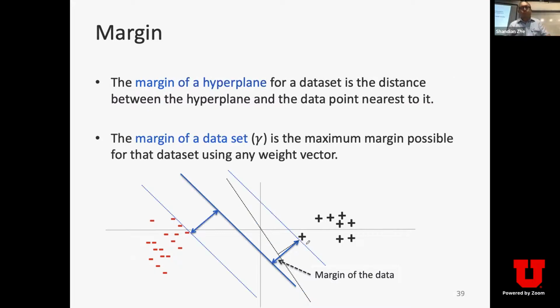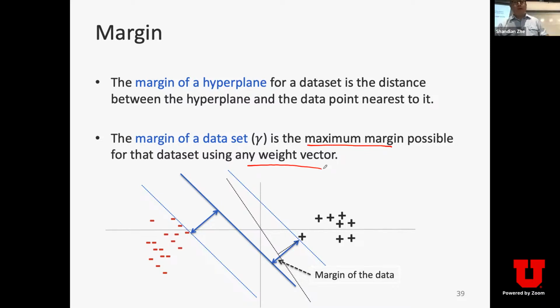And we can further generalize this idea, extending this concept to the so-called margin of a data set. That will become an internal property of the data set. So what's the definition for the margin of a data set? First, we're going to assume that this data set is linearly separable. Then the margin of this data set is the maximum margin possible for that data set using any weight vector.